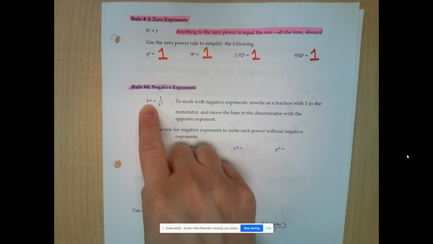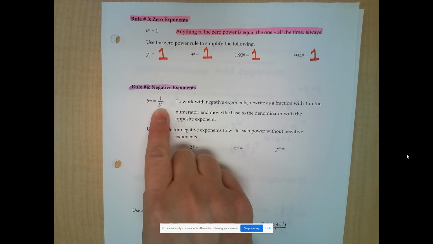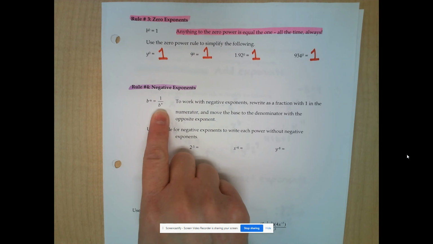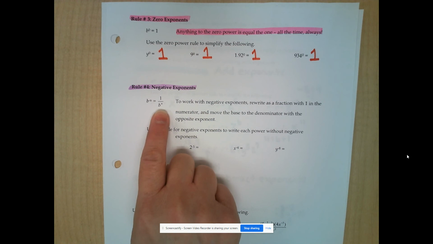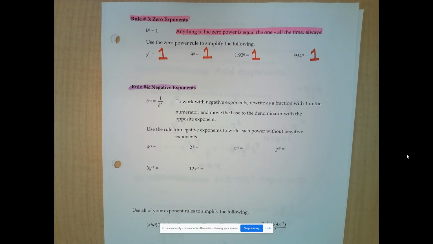Anytime you have something to a negative exponent, it is the same as dropping that base with the exponent into the denominator with the opposite sign. So I can say b to the negative n, or I can put it 1 over b, and you'll notice that the n becomes positive. So let's just look at this a few times.